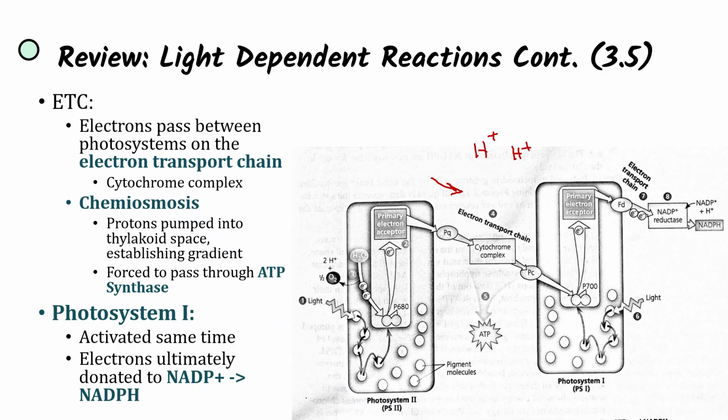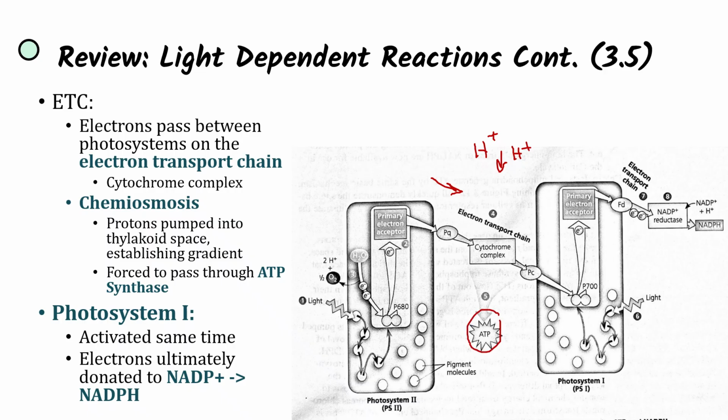So the only way they're able to diffuse across the membrane is to then pass through the transmembrane protein ATP synthase. And as the hydrogen ions pass through ATP synthase, this is going to power the enzyme, and it's going to attach a phosphate group to ADP when activated, creating ATP. So through this ETC, we formed ATP, and this is a process known as chemiosmosis.